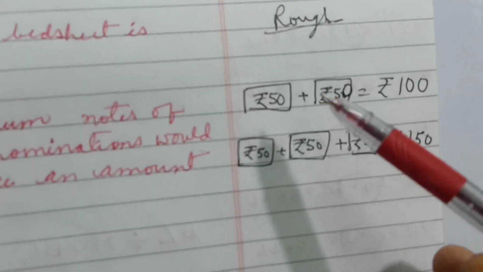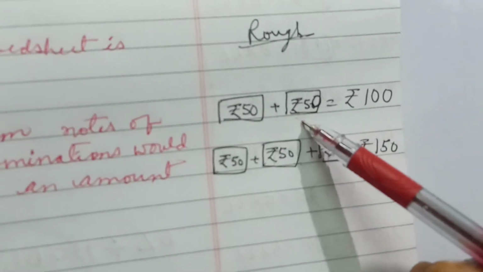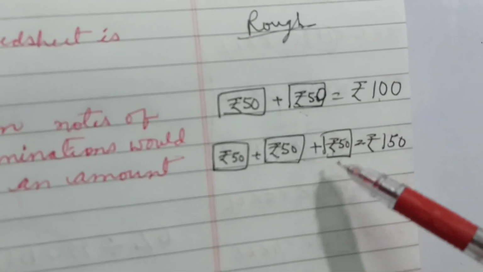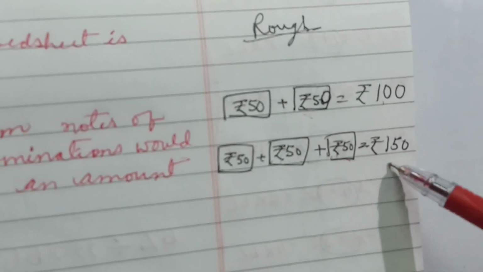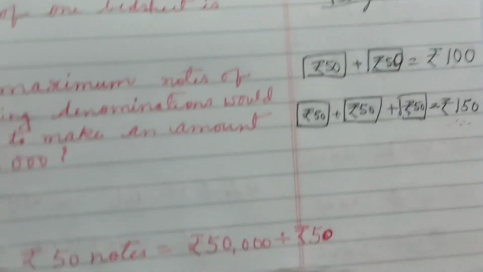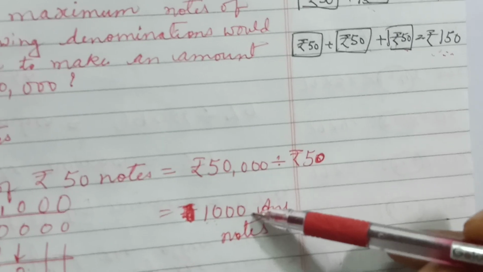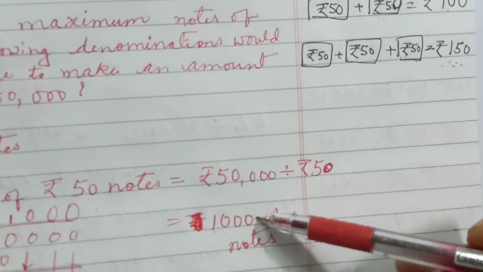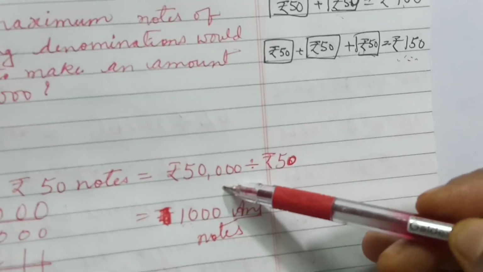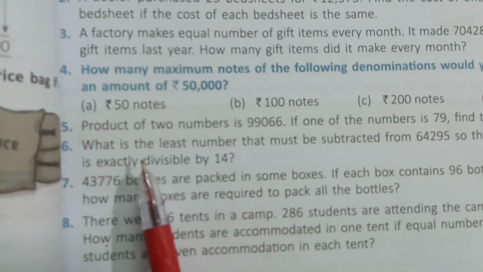Suppose, children, we have 2 notes of rupees 50. So we have amount rupees 100. If we have 3 notes of rupees 50, we have amount rupees 150. Similarly, if you will have 1000 notes of rupees 50, we will have the amount rupees 50,000. Clear, children? Okay. Moving to question number 5.